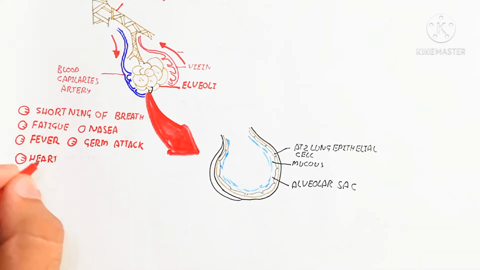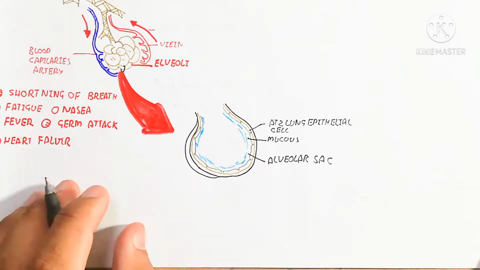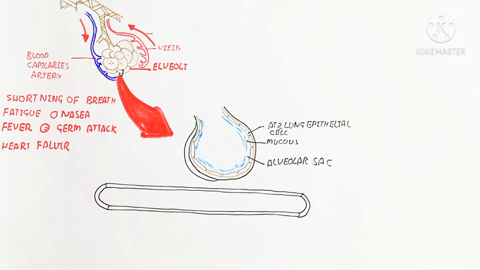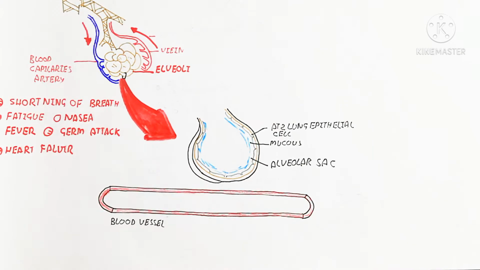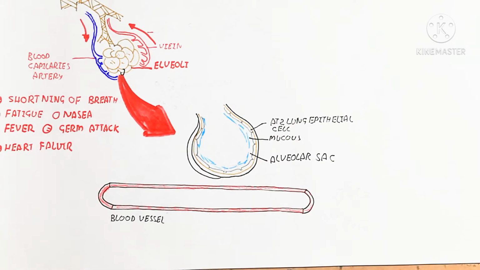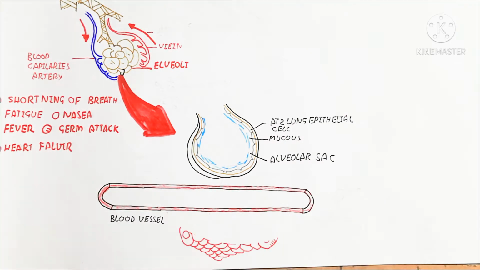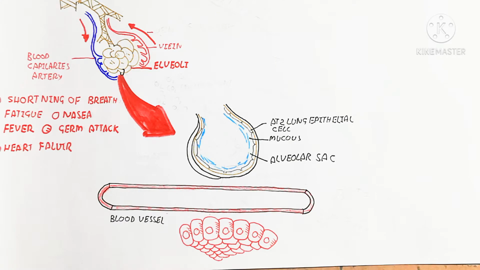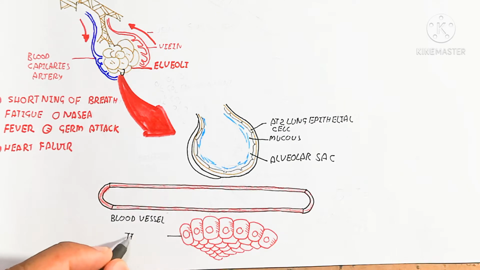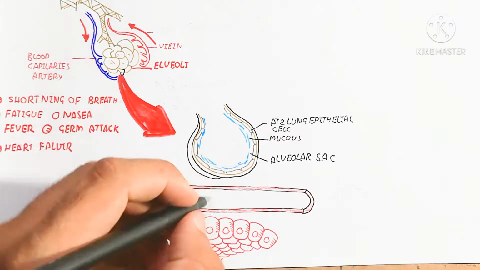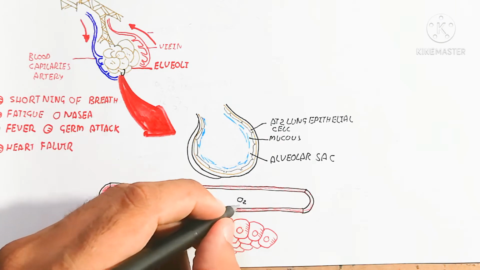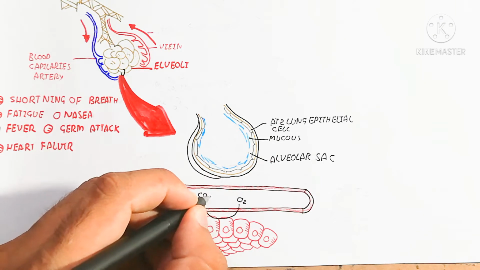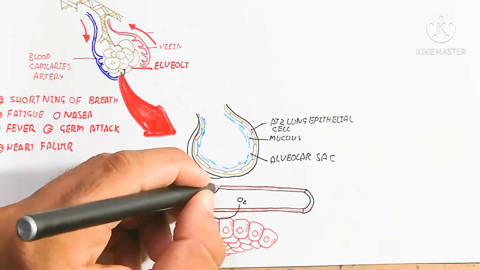First of all we will discuss the indications of coronavirus infection: shortening of breathing, fatigue, nausea, fever, germ attack due to the loss of surfactant, and heart failure. That is the symptom, to understand it physically. When we discuss the coronavirus PCR test, we will do so in the next video.